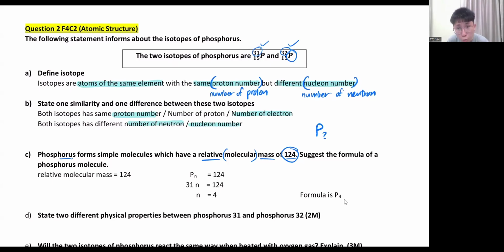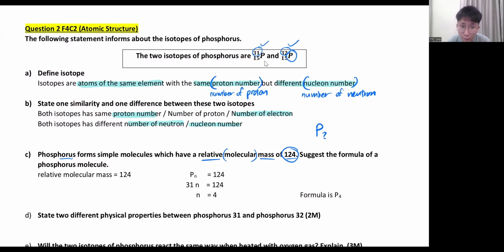Just like oxygen is O2, like hydrogen is H2. But P is not 2, P is 4. So it means that when P exists naturally in nature, it is actually P4, not P2, not P3, it is P4. And how do we know this? By using the total mass and finding out the P that we actually have, to be specific, the n.